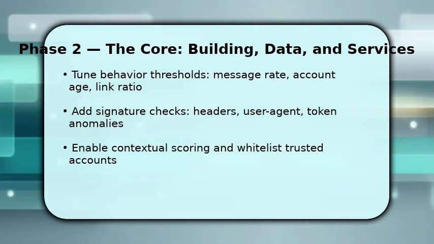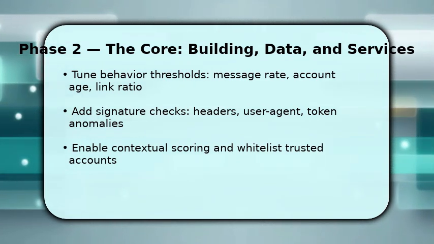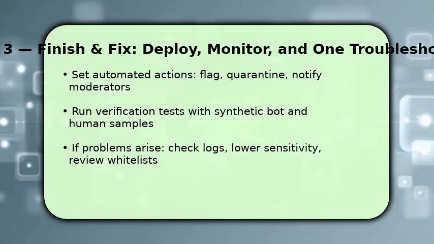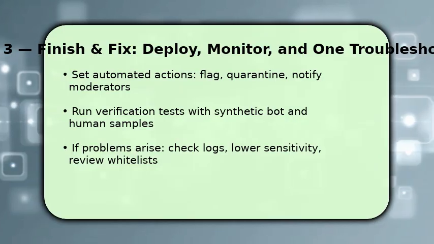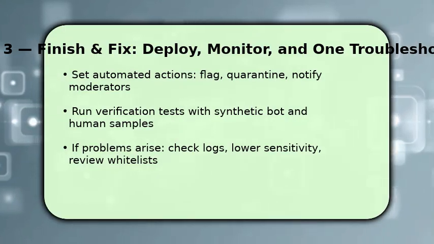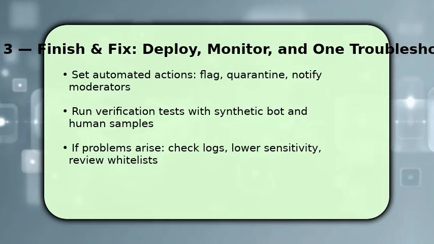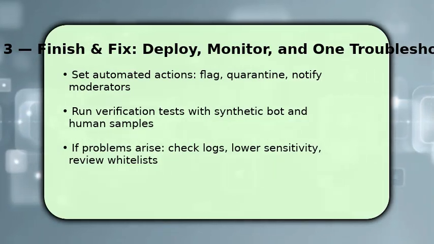Complete the setup by assigning responses. Flag low-score accounts, quarantine high-confidence bots, and notify moderators for review, because automation reduces load but human oversight prevents mistakes. Then verify by running controlled tests using known bot and human samples to confirm detection accuracy.